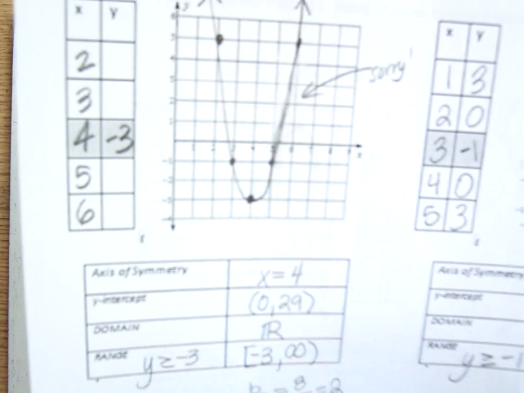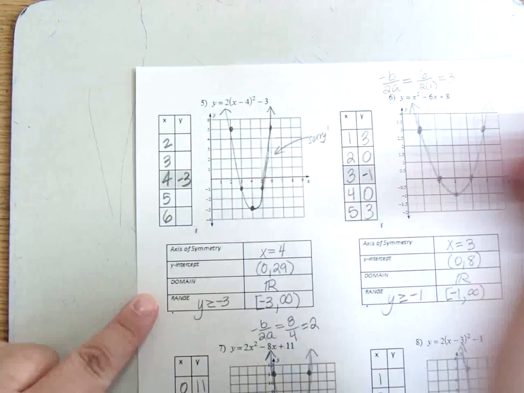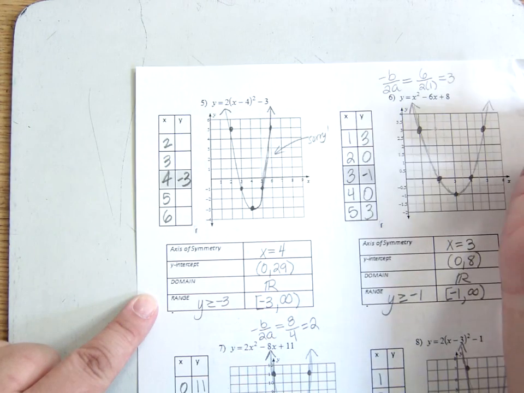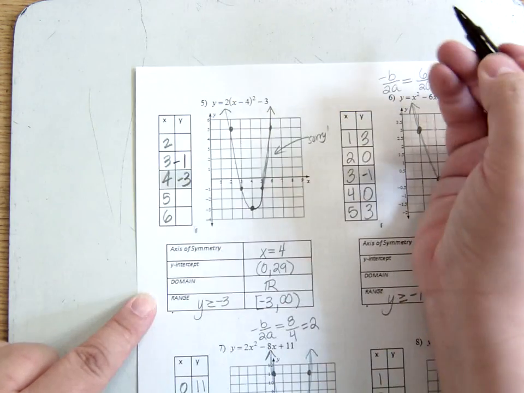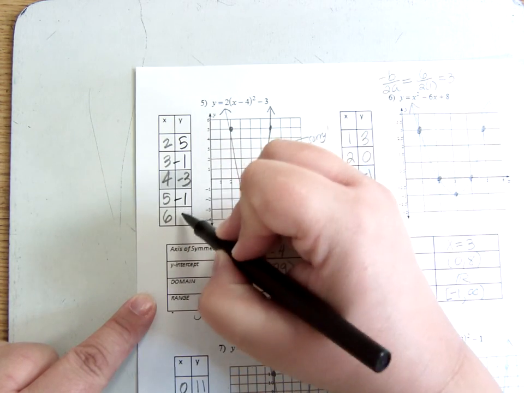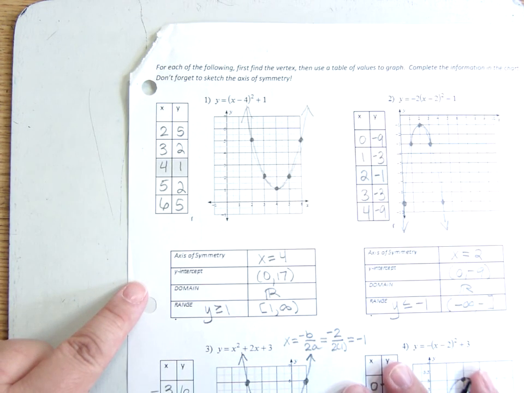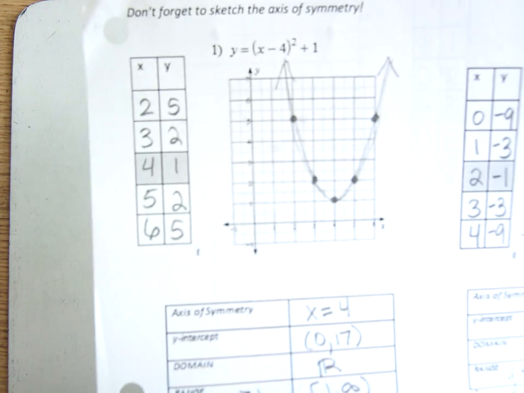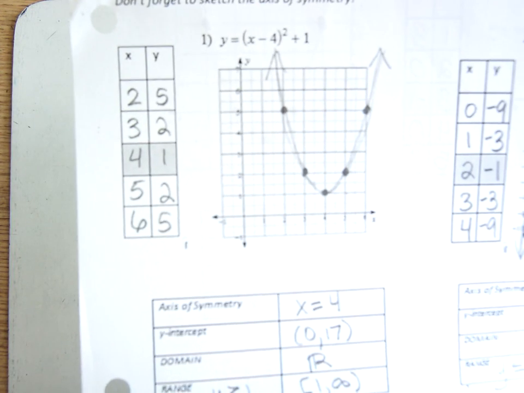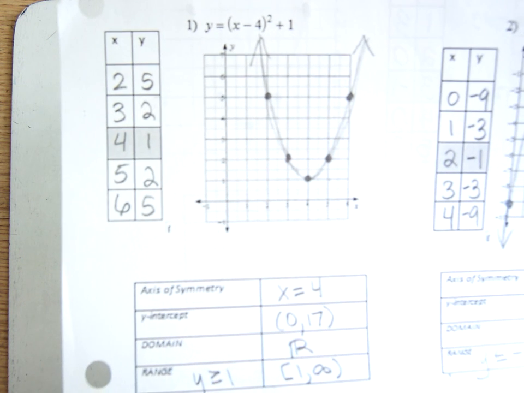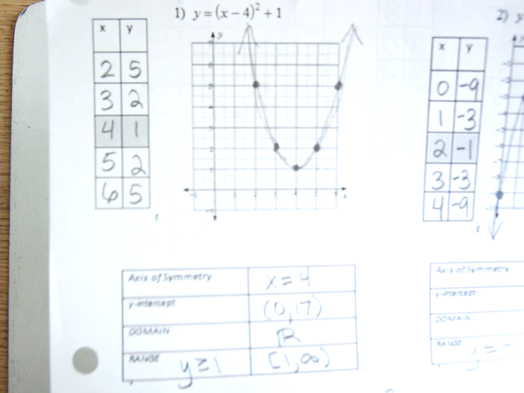Look at that. I didn't finish my table of values there. Let me finish my table of values. I get 3, -1, 2, 5. Okay, this is actually, I'm sorry. Let me start with number 1. Number 1, okay. Here's my table of values. And axis of symmetry, I got x is 4, y-intercept is (0, 17), domain is all real numbers, and the range is y is greater than or equal to 1.